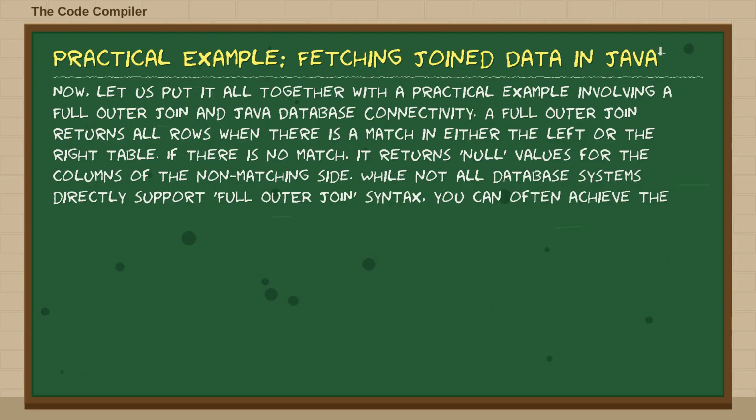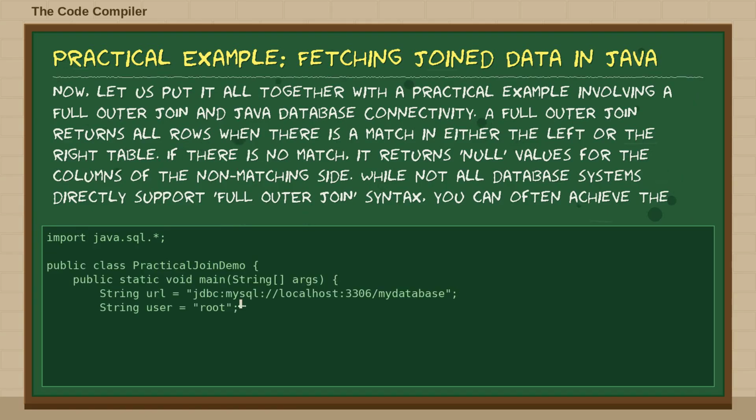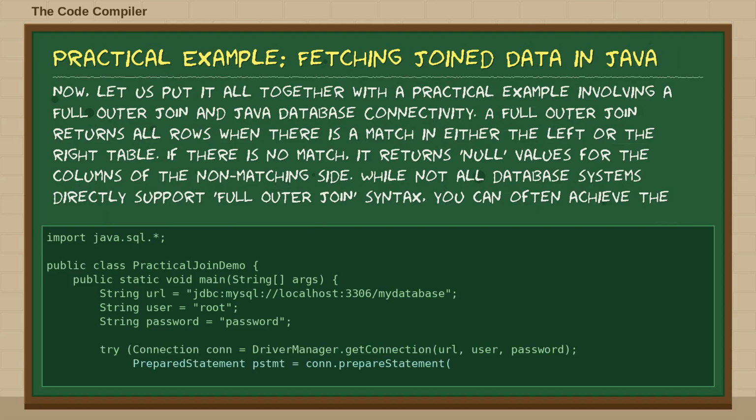In our Java example, we will demonstrate fetching student and course data using a left join, which is more commonly used and widely supported. We will connect to a database, execute the join query, and then iterate through the result set, carefully checking for and handling any null values that might arise from the outer join. This complete program will show you how to set up the connection, execute the query, and print the combined results.